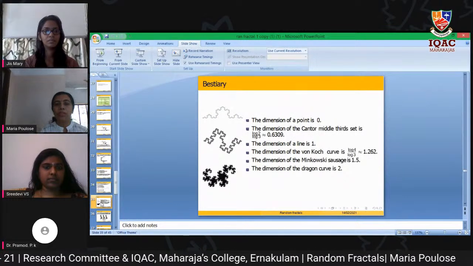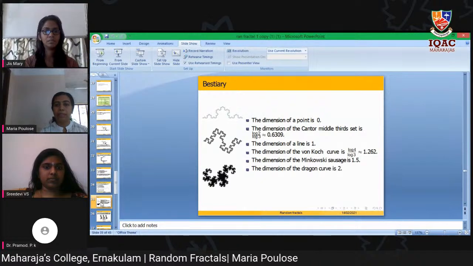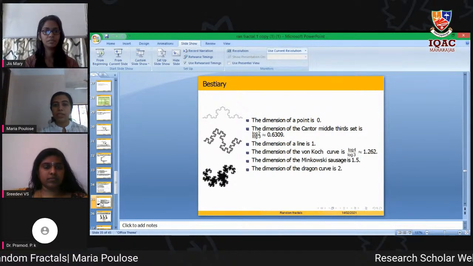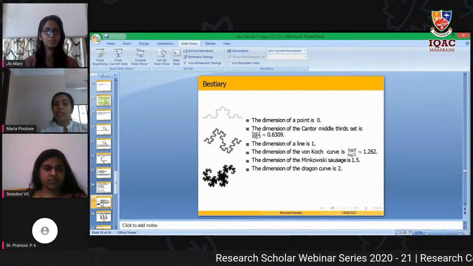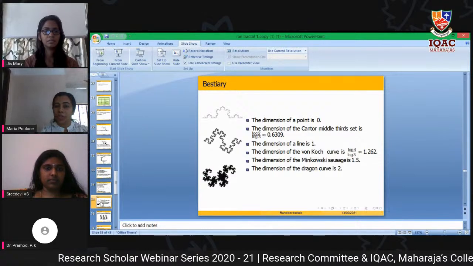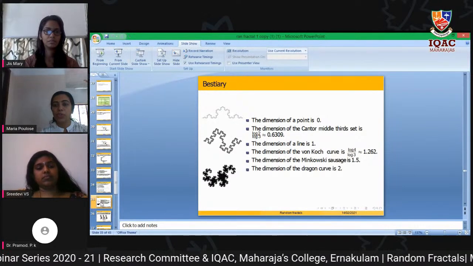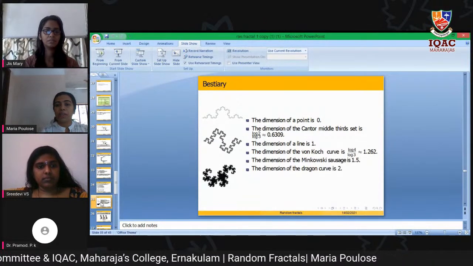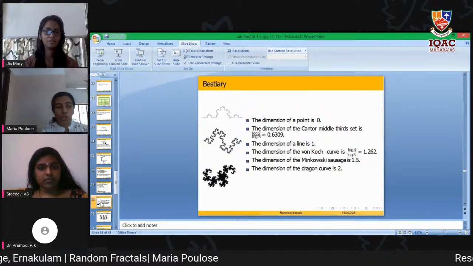So we are writing all of this down. The dimension of a point is 0. The dimension of the Cantor middle third set is log 2 by log 3 equal to 0.6309. The dimension of a line is 1. The dimension of the von Koch curve is log 4 by log 3 equal to 1.262. The dimension of the Minkowski sausage is 1.5. The dimension of the dragon curve is 2.